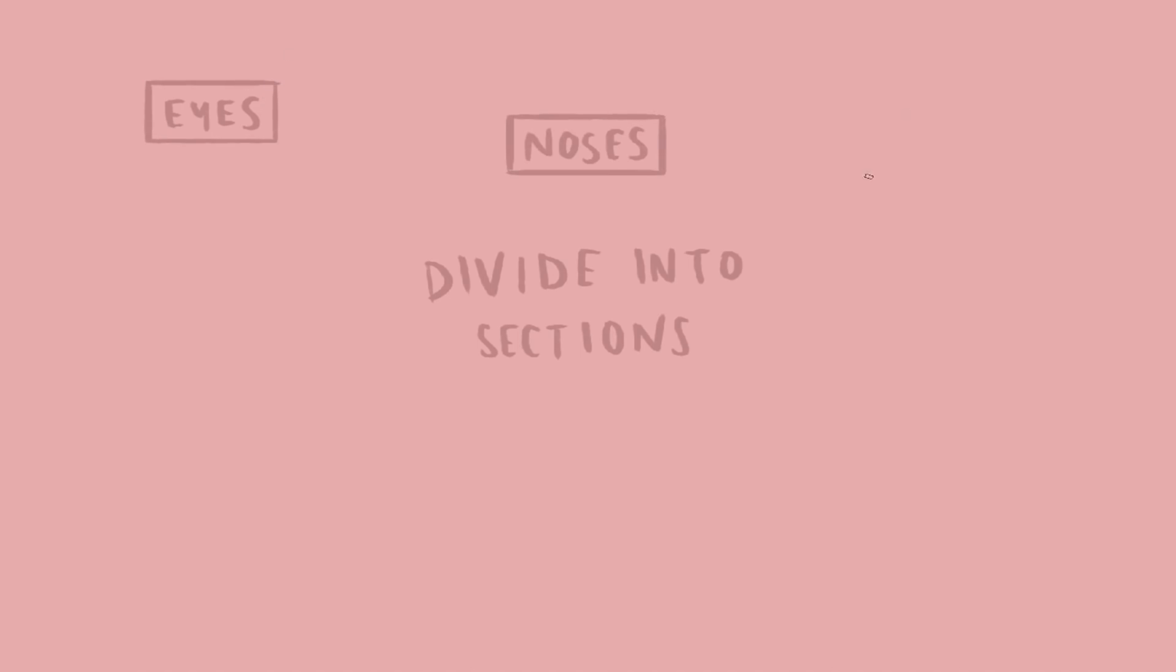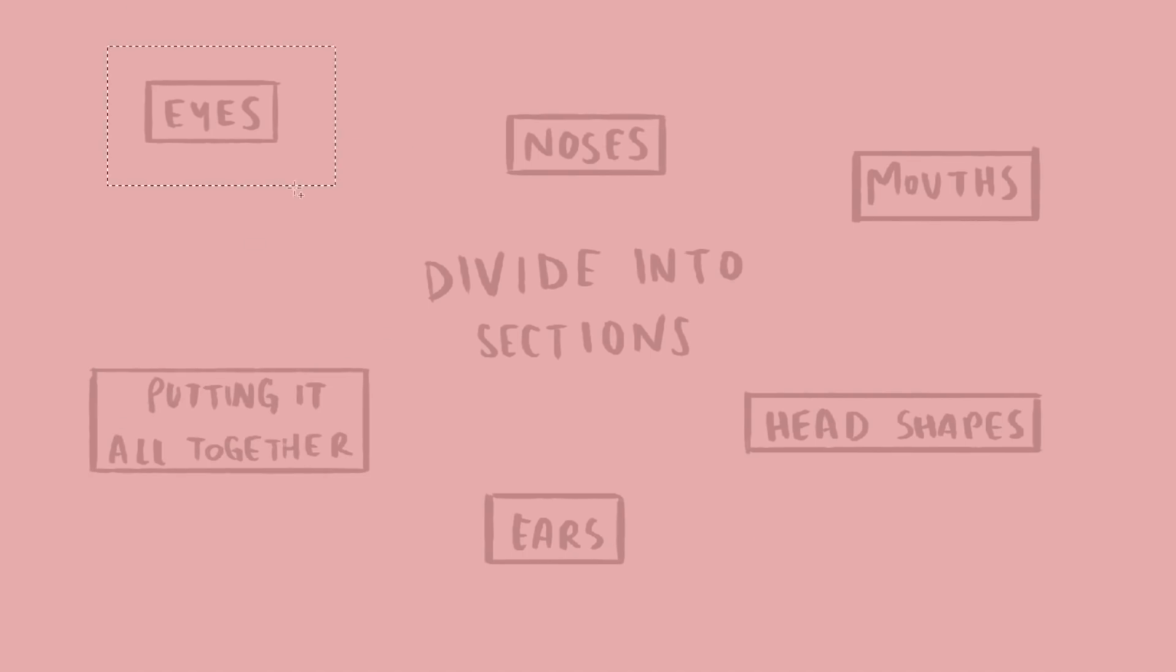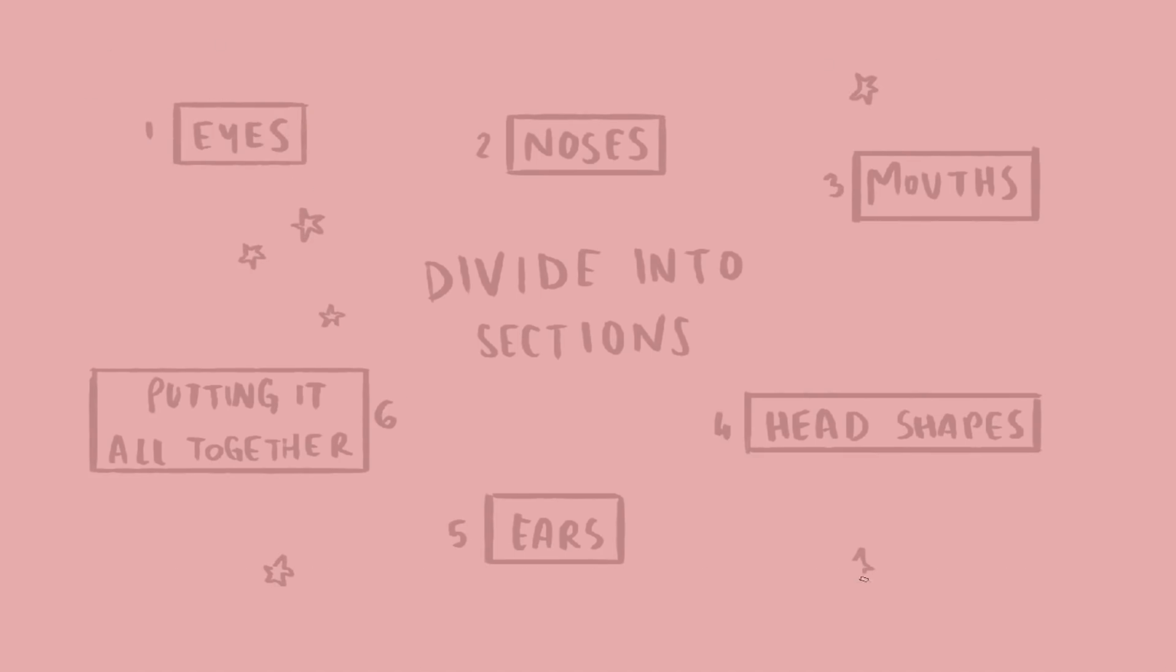So for the sake of making this tutorial easier for different people, I'm going to split it up into sections, and the timestamps for each section are in the description below if you want to skip ahead to one of them. I'm going to separate them into eyes, noses, mouths, head shapes, and ears, and then how to put it all together at the end. And I tried to put them into different sections that would be easier in terms of putting them all together. That made no sense, but we're gonna keep going.